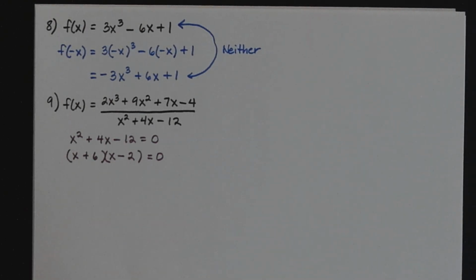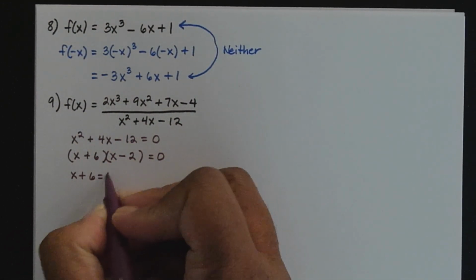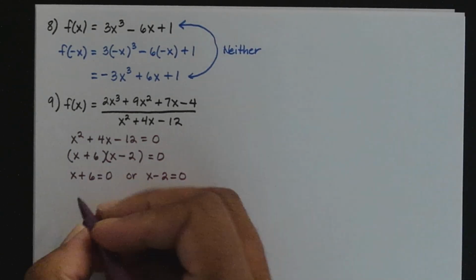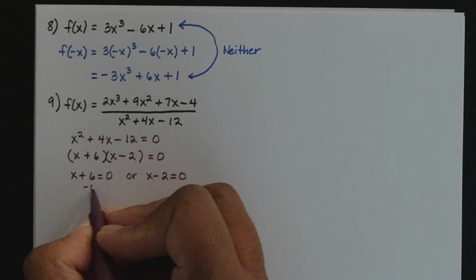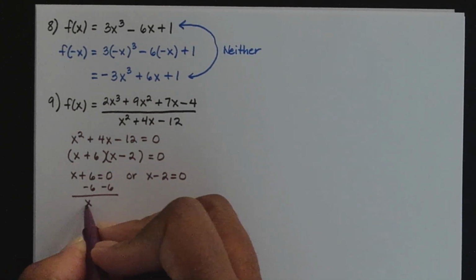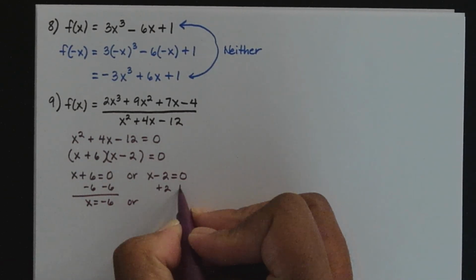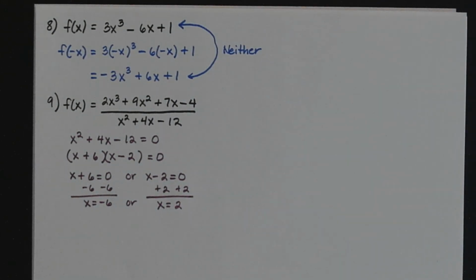And then we set each binomial factor equal to 0. So that means that x plus 6 is equal to 0, or x minus 2 equals 0. And then solve each equation for x. So for that x plus 6 equals 0, x is equal to negative 6. Or for the x minus 2 equal to 0, x is equal to 2. So at negative 6 and at 2, I would get a 0 in the denominator. And for that problem, you'll be asked to give your answer in interval notation.